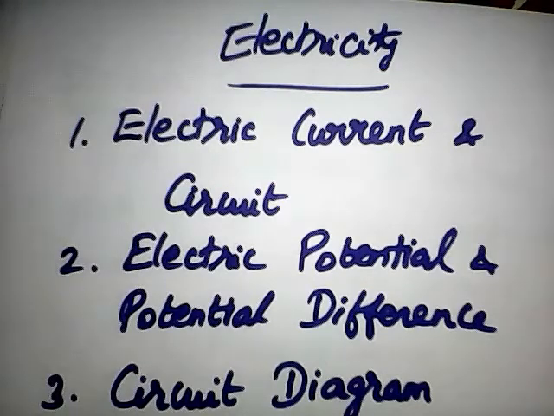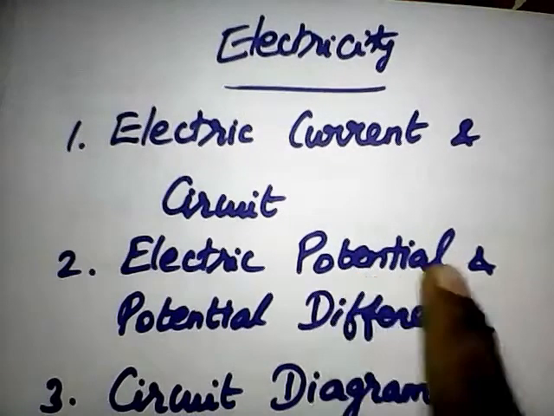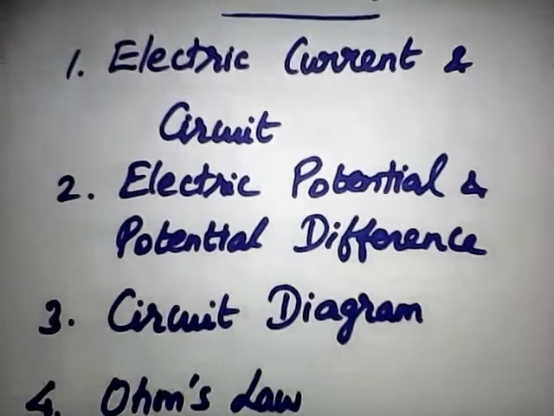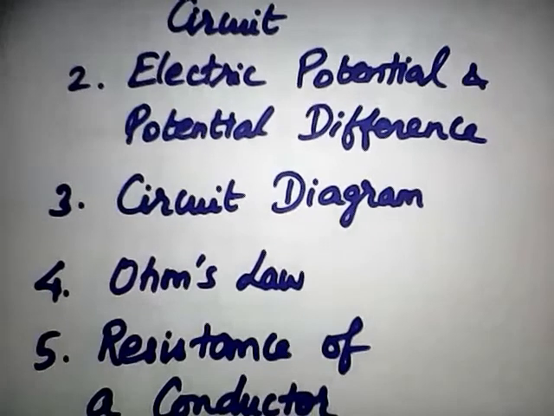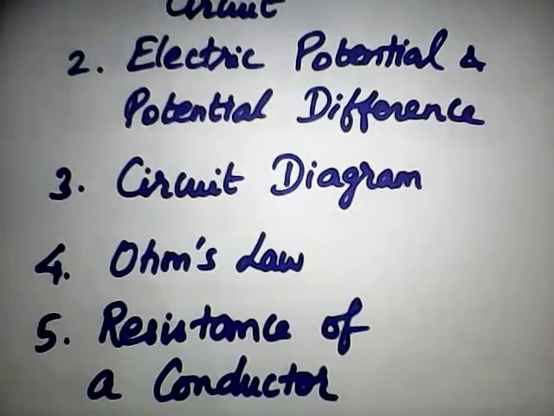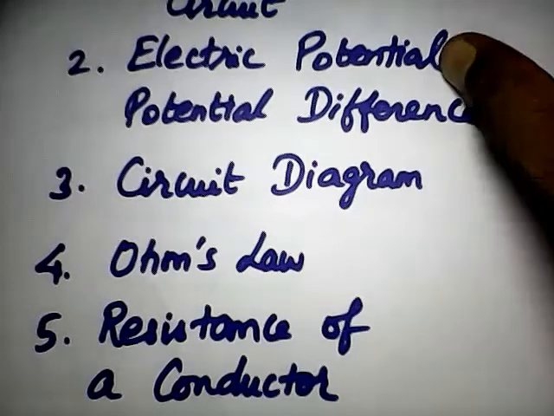That is the first point 1, the electric current and circuit. Point 2, the electric potential and potential difference. Point 3, circuit diagram. Point 4, Ohm's law, and point 5, resistance of a conductor. We'll see one by one now.